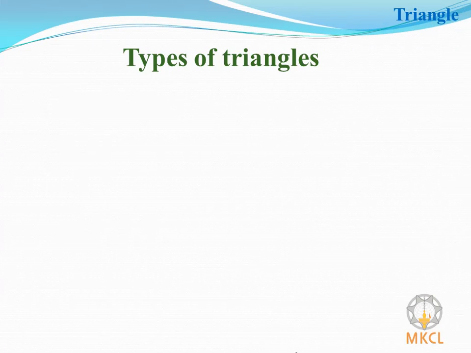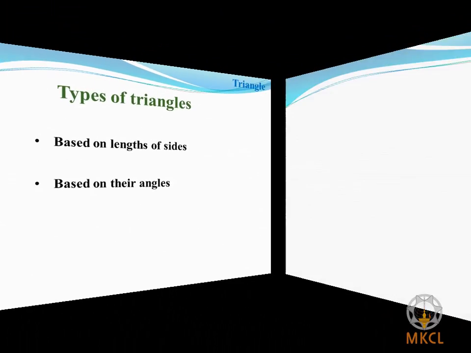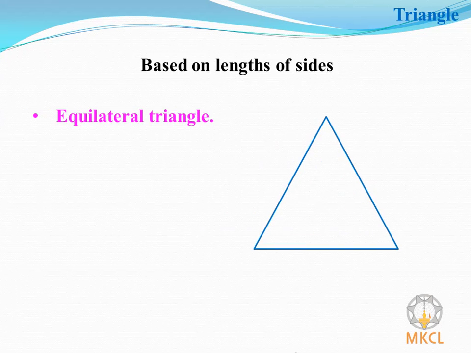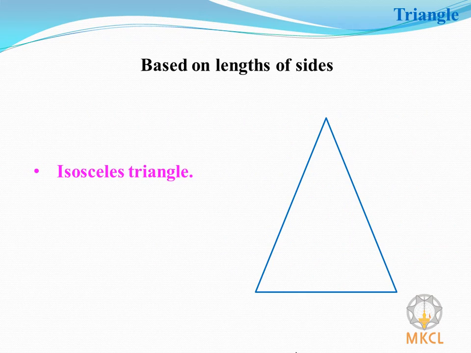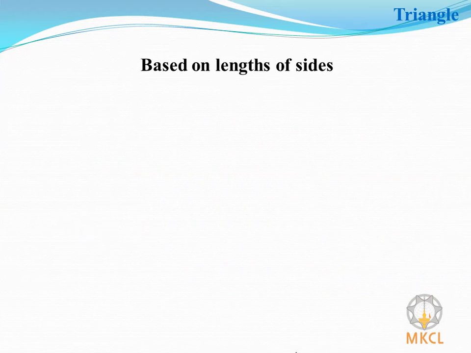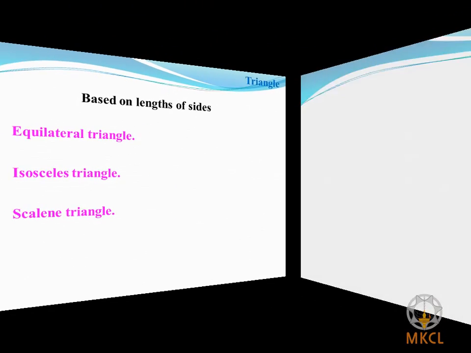Now the next topic is types of a triangle. Based on lengths of sides of a triangle, there are 3 types, and based on angles, there are also 3 types. Based on lengths of sides of a triangle, these are 3 types: equilateral triangle, isosceles triangle and scalene triangle. Let's see these types in detail.